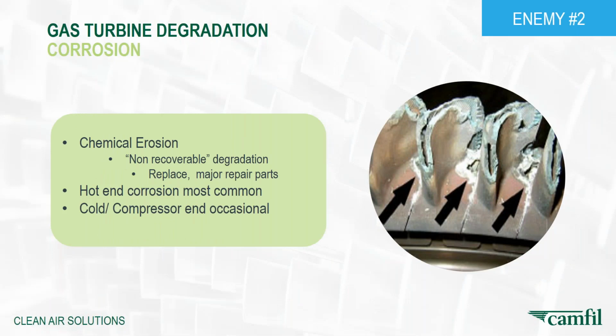Enemy number 2 is corrosion. I tend to think of corrosion as chemical erosion. Again, a non-recoverable degradation, requiring replacement or major repairs. Corrosion can happen throughout the machine. Hot end corrosion is the most common. However, if you're in a coastal or offshore application, we have seen cases of the compressor section where we've had salt and water being ingested to attack those materials also.